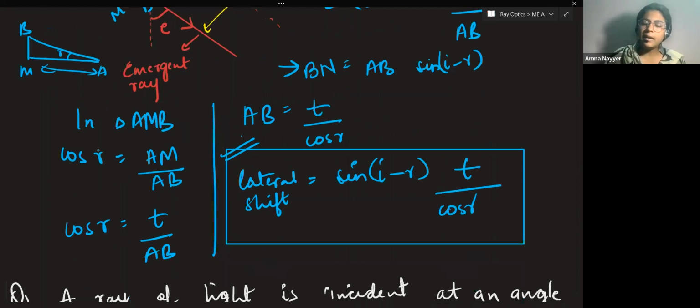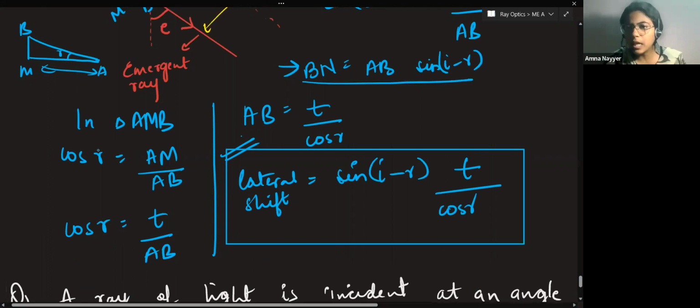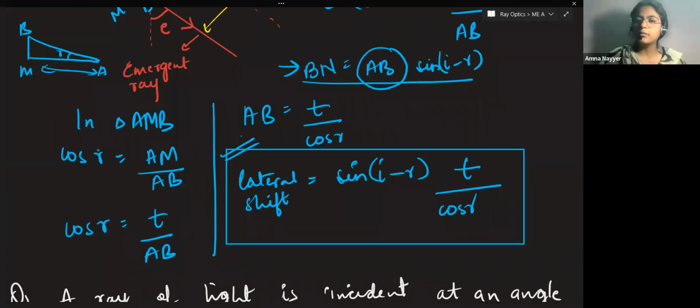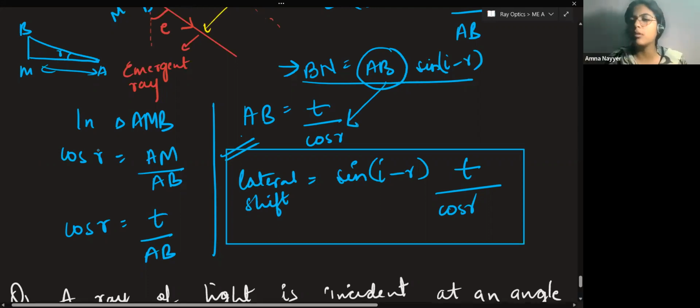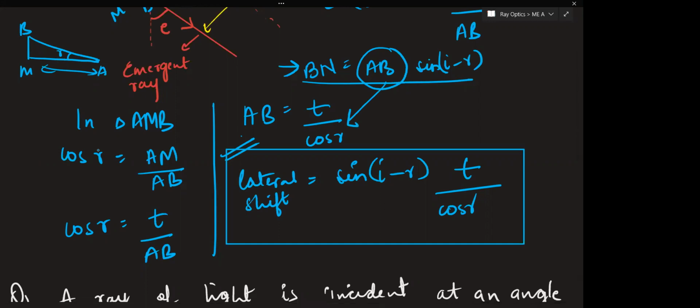Now, AB will be equal to what? T by cos R, using this equation. In this equation, only AB was missing. The rest of the things I had calculated, sine I minus R was there. But AB had no physical meaning. So now AB is equal to T by cos R has been written. Instead of AB, I have written T by cos R, and sine I minus R was already there. Understood? Yes, ma'am. Thank you.